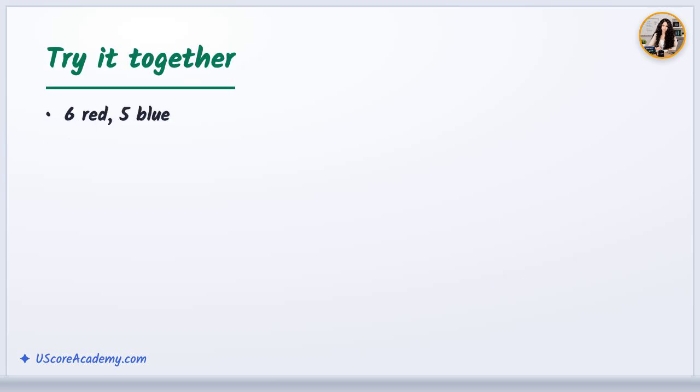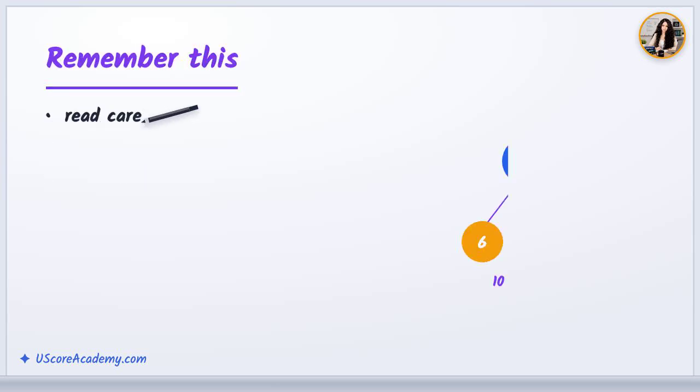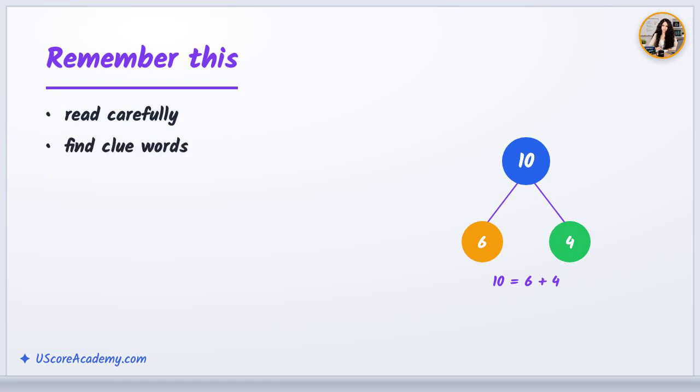Here is a story. Sam has 6 red blocks and 5 blue blocks. How many in all? In all means add. 6 plus 5 is 11. Sam has 11 blocks. So read the story carefully and find the clue words. They tell you to add or to subtract. A number bond helps you check your work.